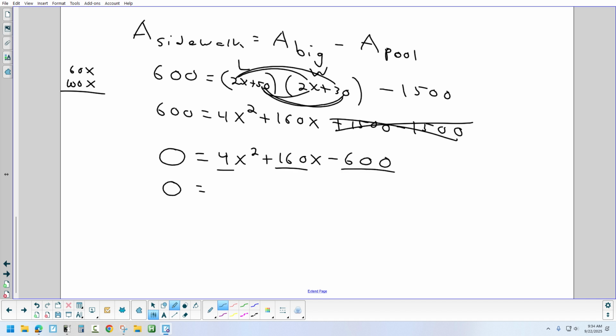So before we even use the quadratic formula, if you look at all those numbers, you can make them smaller by dividing them by something. Does anybody see what they're all divisible by? 4. Yeah, they're all divisible by 4. You don't have to do this step, but it will make the numbers easier to work with.